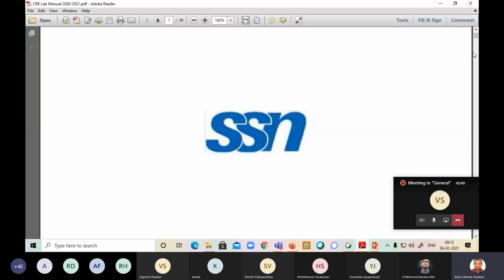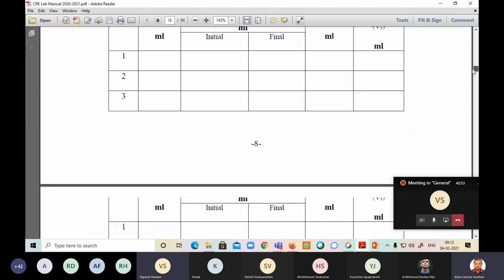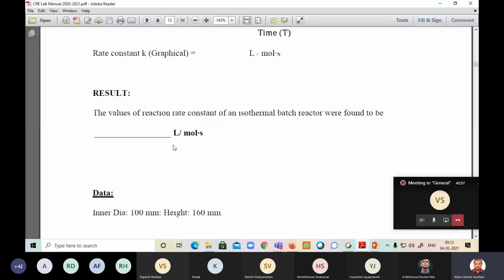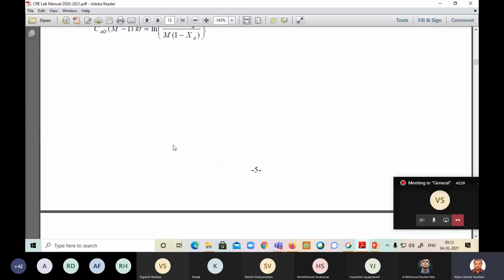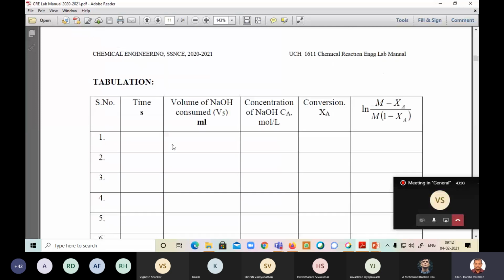Is it fine? So I'll just tell how to do the calculation, because today or tomorrow you have to submit. A lot of people are having a lot of doubts, so let us finish up that. This is the first experiment, right? Batch reactor.